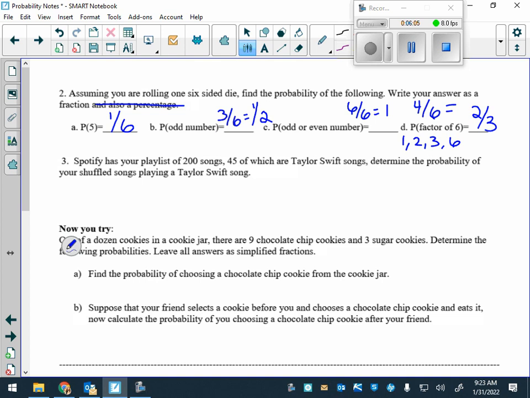Okay. How many of you got all 4 of those correct? Good. Okay. So Spotify has your playlist of 200 songs, 45 of which are Taylor Swift songs. Determine the probability of your shuffled songs playing a Taylor Swift song.